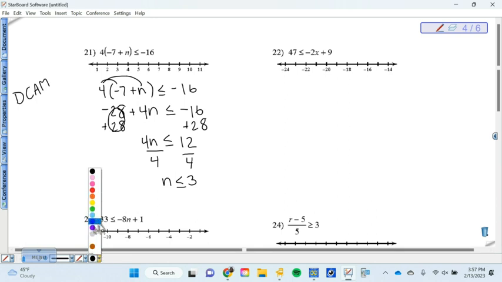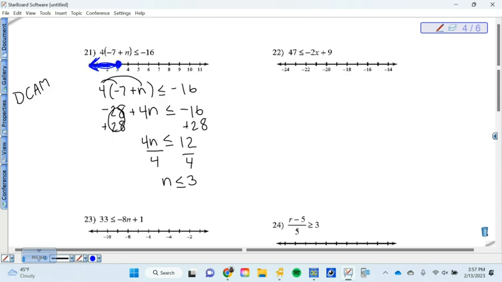So then to graph, I go to 3, and do I do open or closed? Closed. And do I go left or right? That's right. That's correct. Okay.